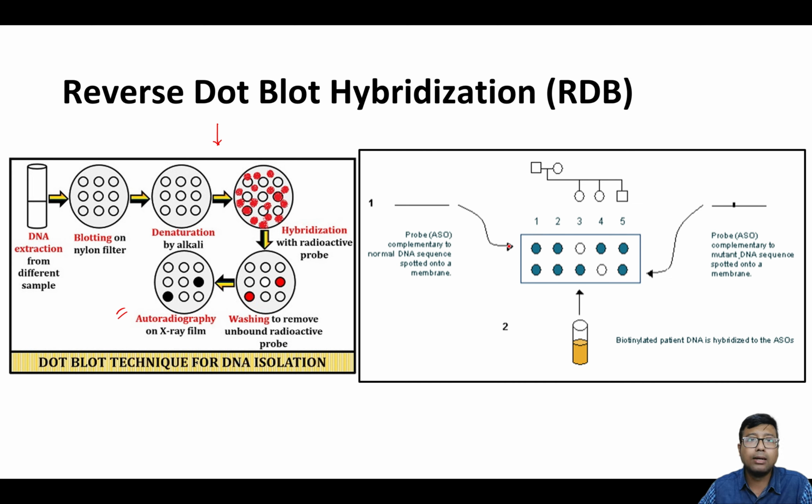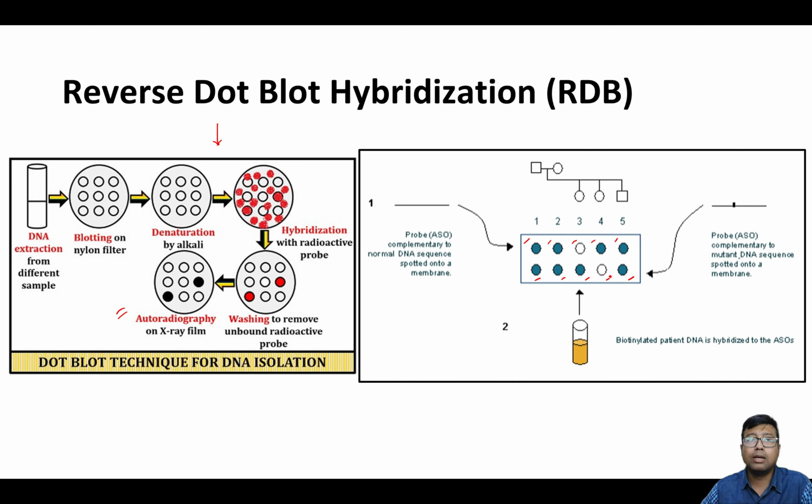We can take a membrane, and suppose in this case we have given 5 dots of a wild type probe on the top, that is normal, ASO. And we have immobilized 5 dots of a mutant probe on the membrane. Why have we given 5? Because it is the art of multiplexing. We can do simultaneous analysis of 5 patients, or multiple patients, or duplicate or triplicate of a single sample to cross verify.